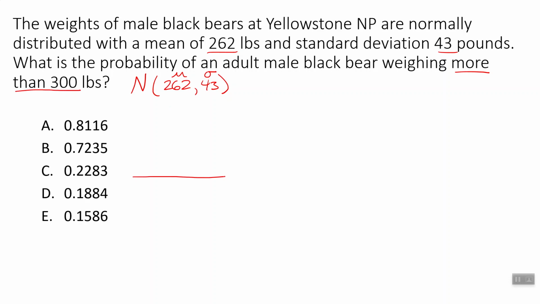So we can draw the curve if we want. We don't necessarily have to, but it's good practice to draw it with 262 right here. There's our mean. And somewhere up here is 300. It's about one standard deviation up, so maybe right around here is 300. And we want to know about being more than that, so that's this section up here that we would shade in.